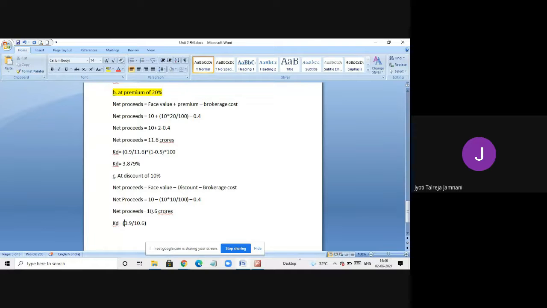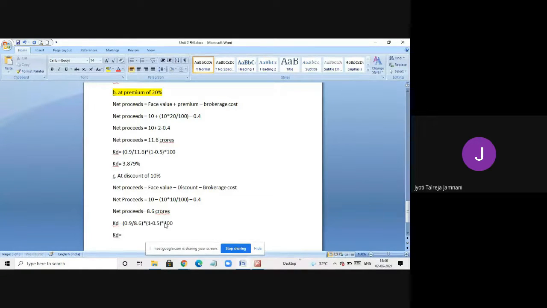No, I added 10 plus 1. Okay, so 10 minus 1 crore, 9. 9 minus 0.4, you will get 8.6. Sorry, I added it like a premium. So net proceeds is 8.6 crores, into 1 minus tax rate. So 1 minus 0.5, into 100.